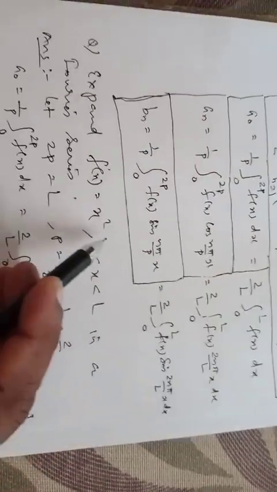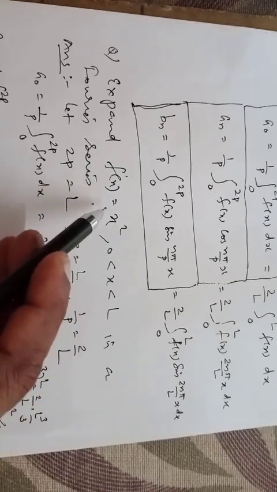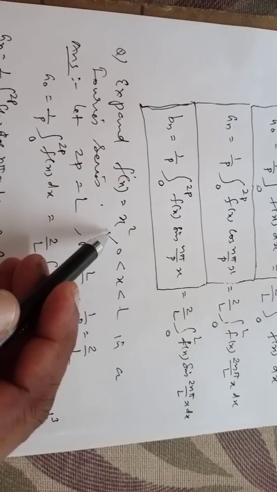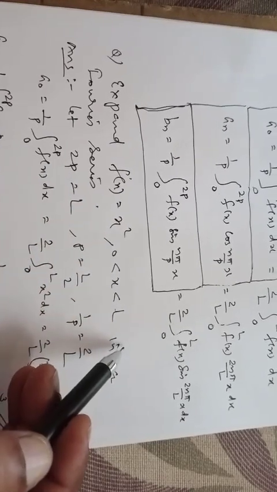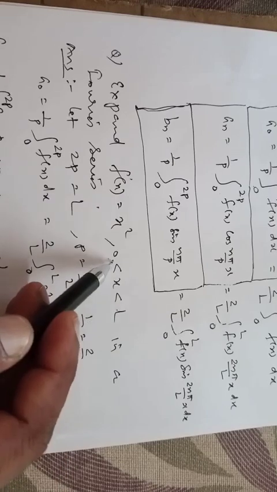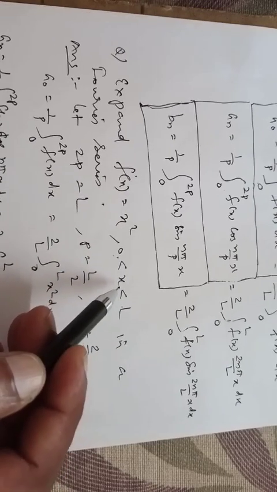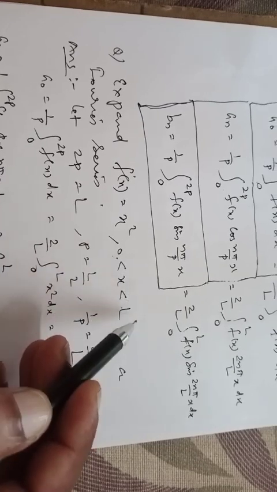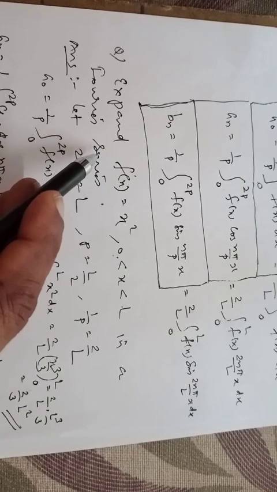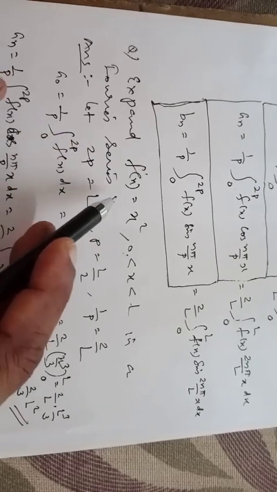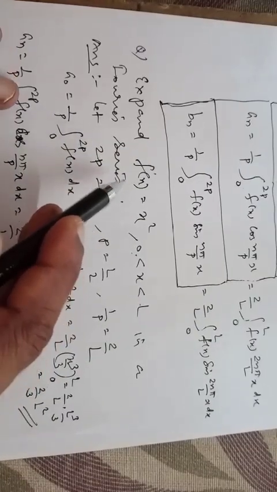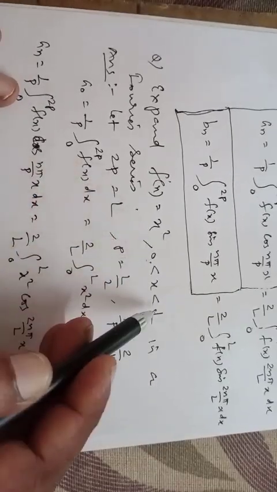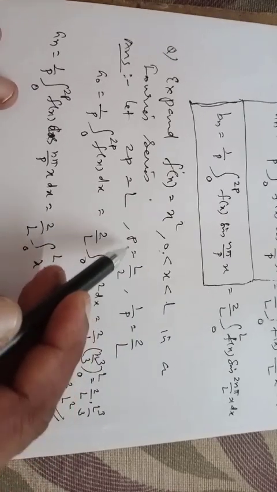And one problem is here: f of x equal to x square, 0 less than x less than L, in a Fourier series. The question is to find it as a Fourier series. This is half range, that we know, given it is 0 to L, but it is not specifically saying to find a sine or cosine series, but asked to find a Fourier series. Therefore that series must include both cosine and sine, so we need a0, an and bn. For this case we take 2p is equal to L, so that p is equal to L by 2, and 1 by p is 2 by L.